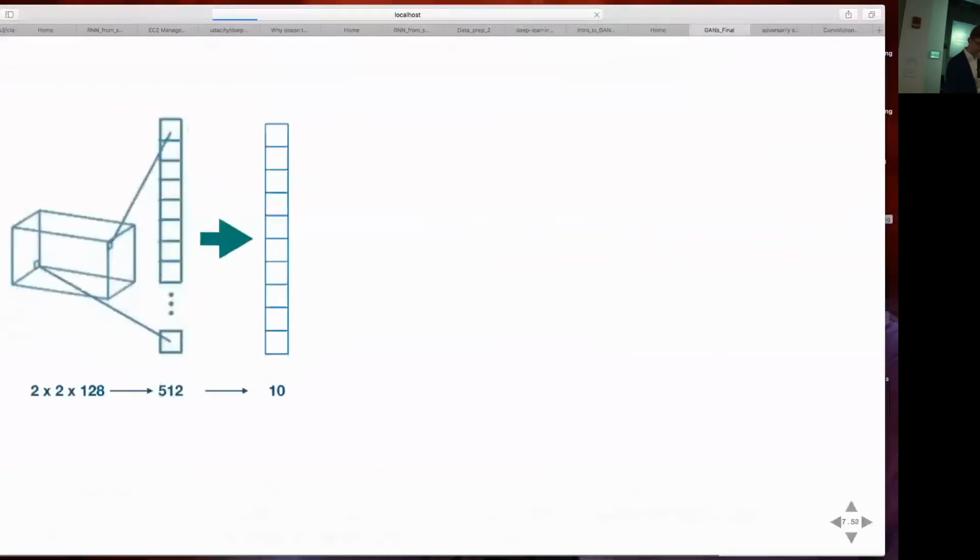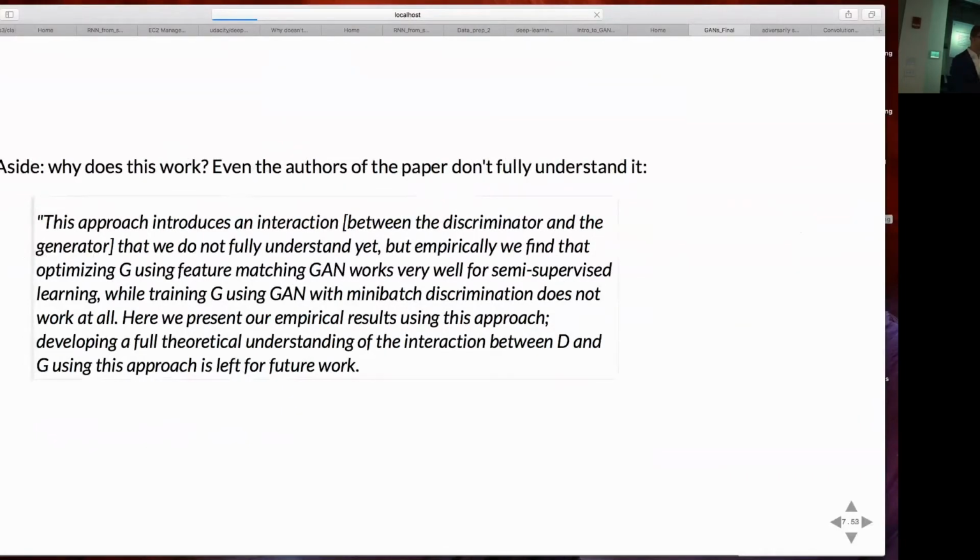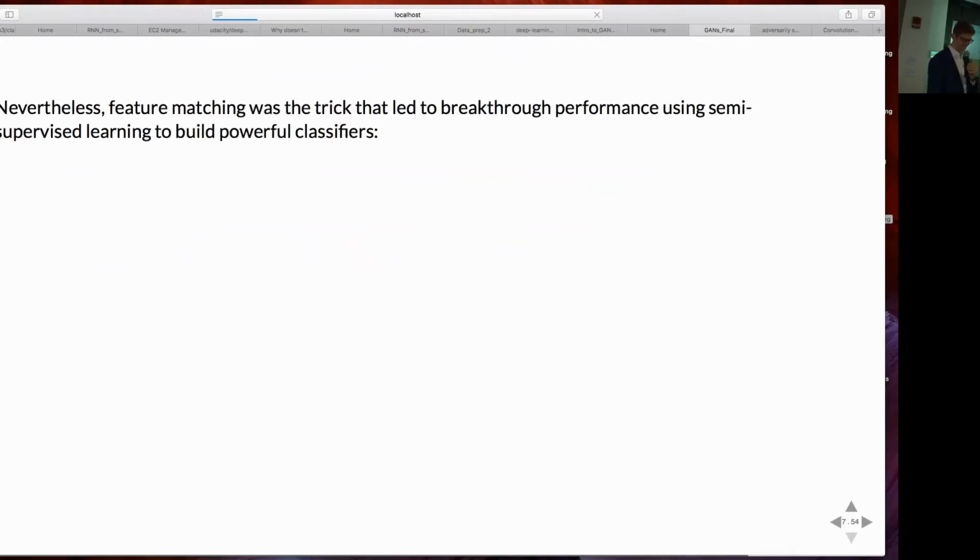Something very interesting, this is a quote from the actual paper. You might ask, why does this work? They don't really know. This approach introduces an interaction between the discriminator and the generator that we don't fully understand yet. But empirically, we find that optimizing G, the generator, using feature matching works very well for semi-supervised learning, while training G using GAN with mini-batch discrimination does not work at all. And they say that figuring out why this is is left for future work. So there you go. Good luck, as Luca said.